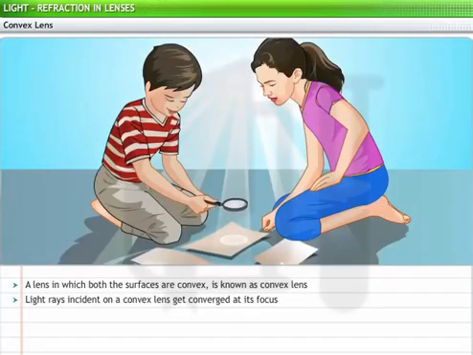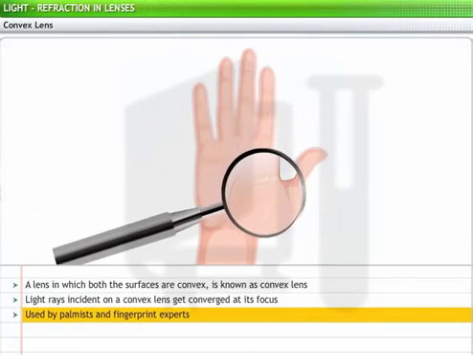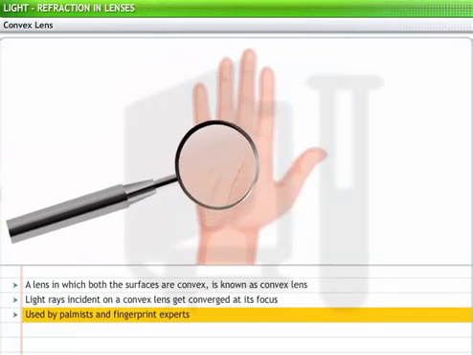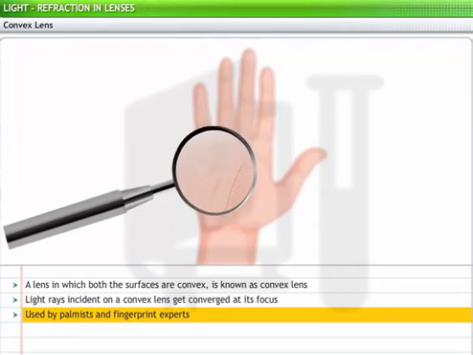Children often use them to make paper burn by making sun rays converge on a point on the paper. Convex lenses are used as magnifying glasses by palmists to study palms. They're also used by fingerprint experts for magnifying and studying fingerprints.